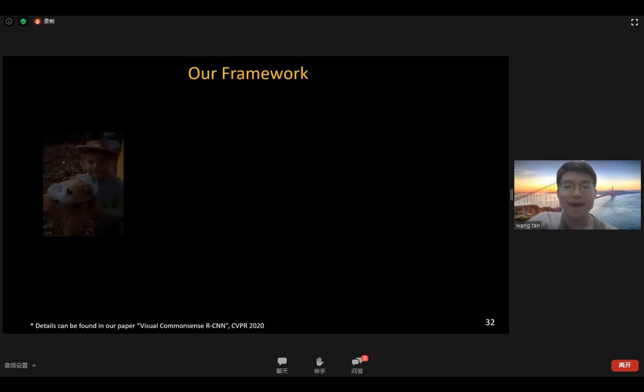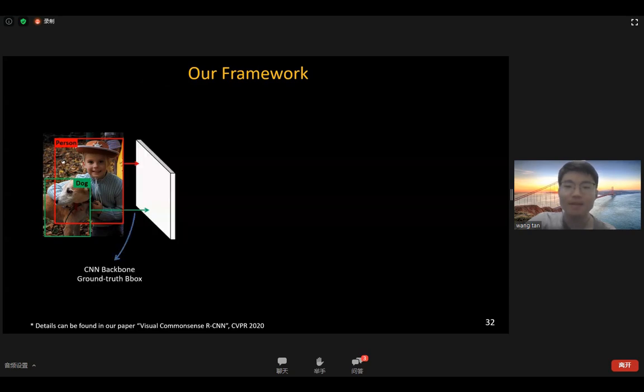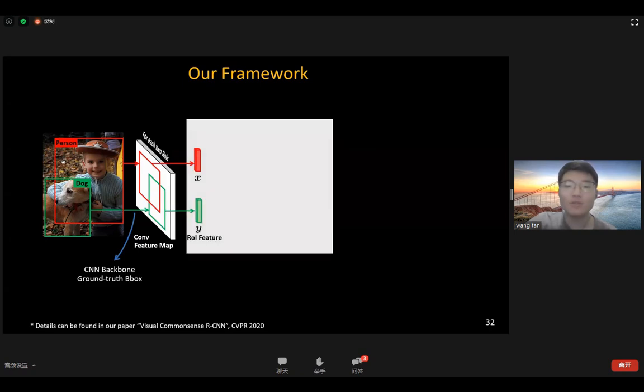VC R-CNN takes an image as the input and generates the feature map from a CNN backbone. Unlike Faster R-CNN, we discard the region proposal network here to directly use the ground truth bounding box to extract the object-level representations. Then, each ROI is fed into two branches. One is the self-predictor branch to predict its own class. The other is a context predictor with our do calculus.